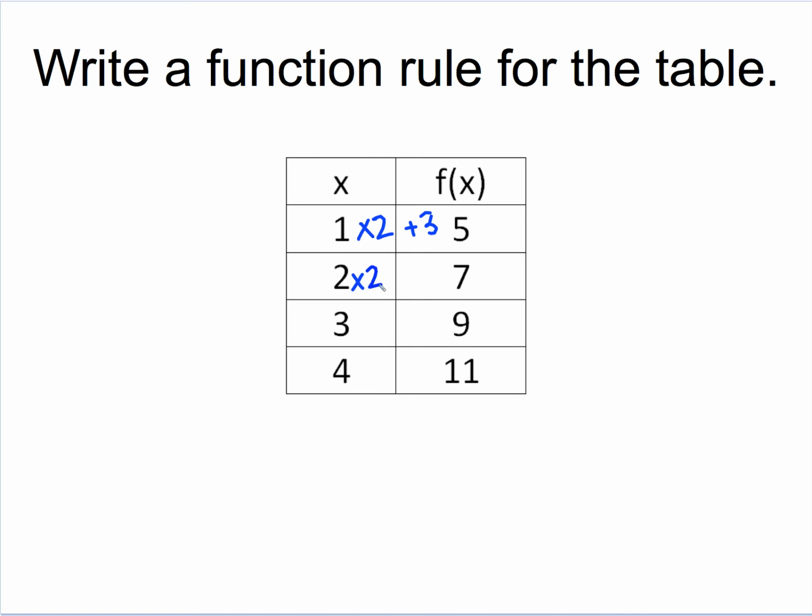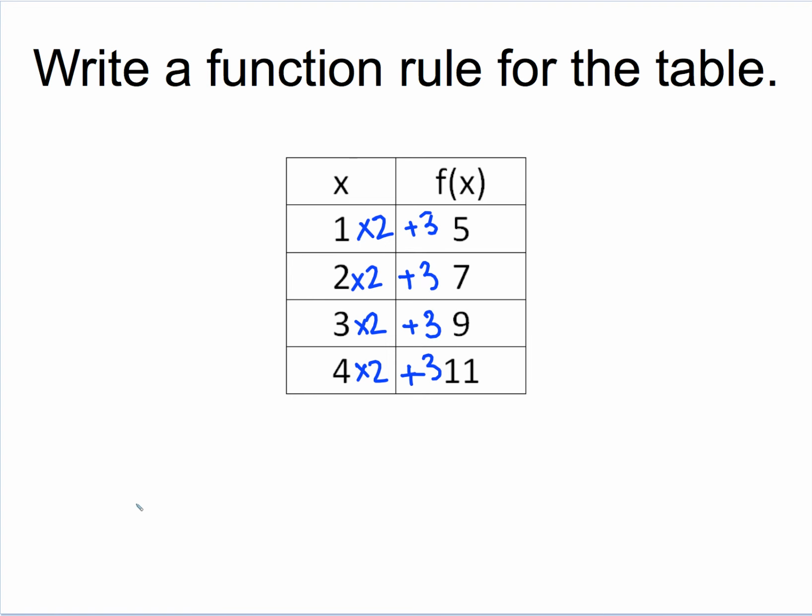Okay, 2 times 2 would be 4. Add 3, you would get 7. 3 times 2 would be 6. Add 3, you would get 9. And 4 times 2 is 8. Add 3, and you would get 11. So we're doing 2 steps for this one.